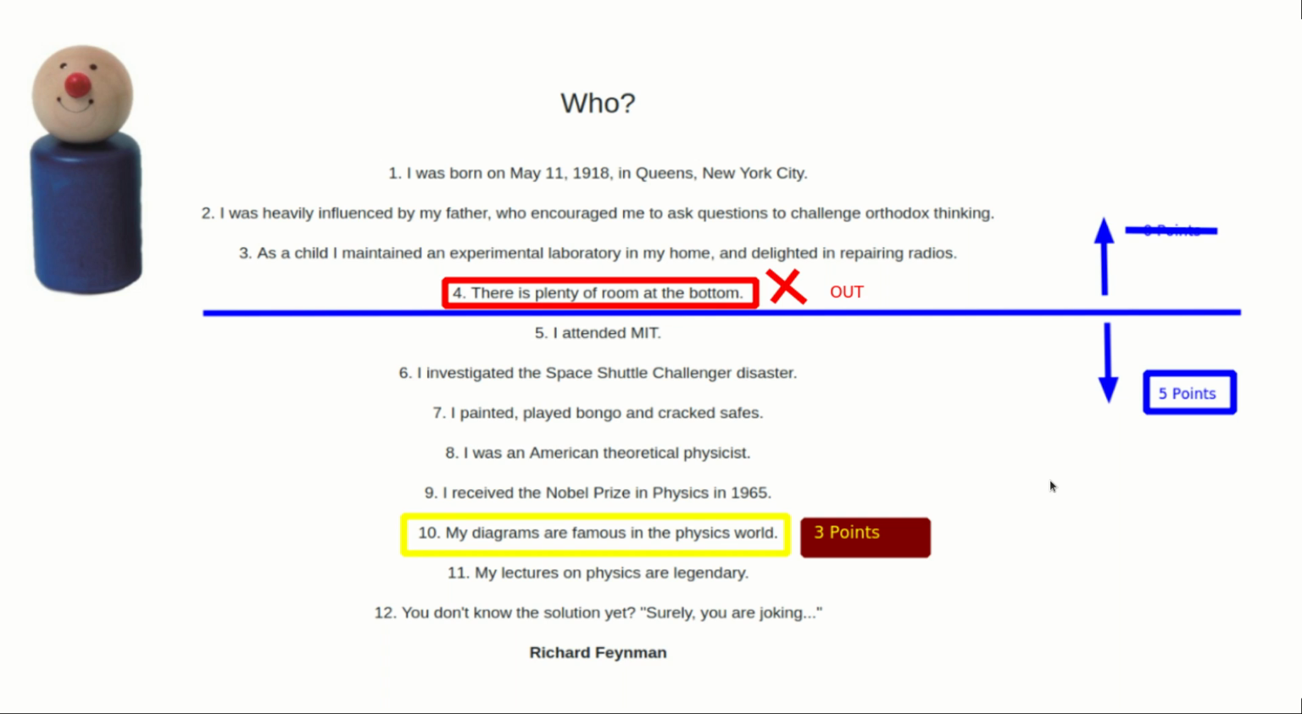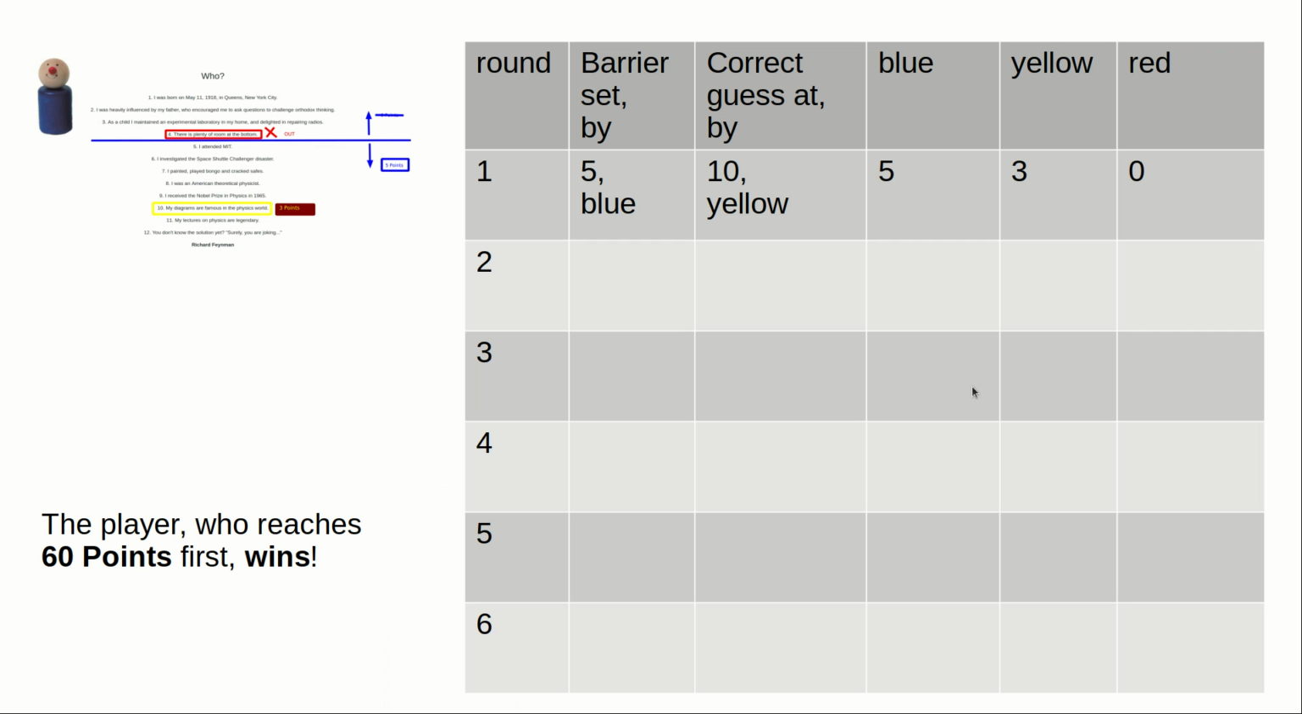You see where that leads, and you want to keep track of the scores after each round, after each card, via a scores table. You could say in this case blue 5, yellow 3 points, red 0 points because he was too early and called out wrongly.